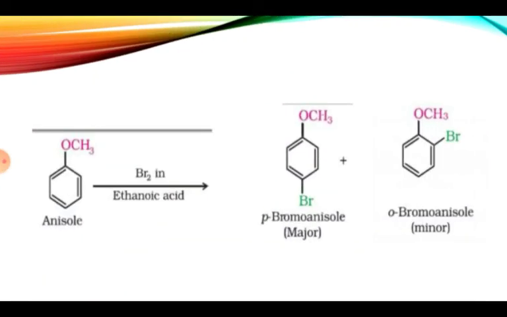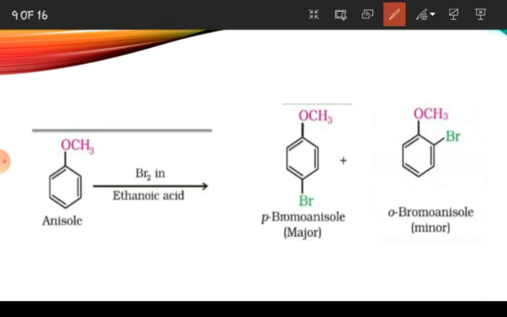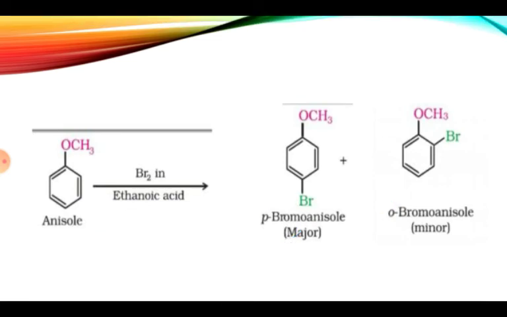It means the para isomer is the major product in this case. See, this is the reaction for this: anisole, OCH3, is known as anisole. We are doing bromination. Two products, ortho and para, are possible, and if we compare, para is the major product because of less steric hindrance.